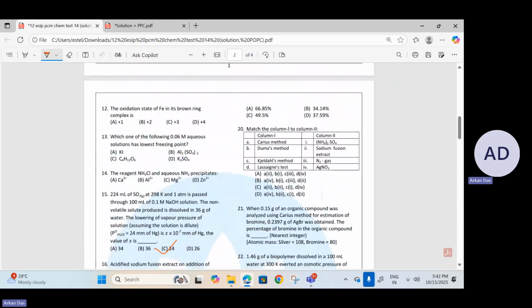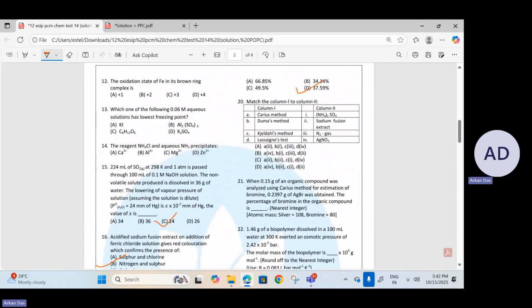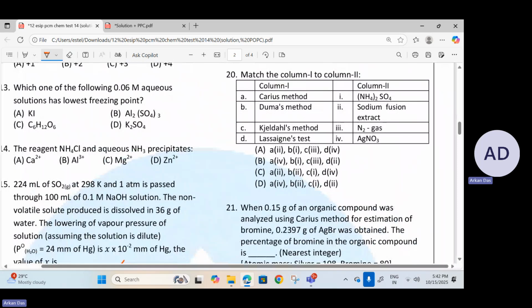37.59. Is it there? Let's see. Yes, 37.59 is there. So option D is the correct answer. Question number 20, match column 1 to column 2.